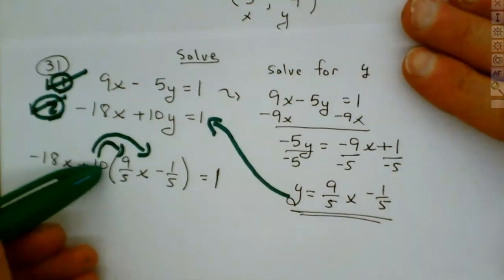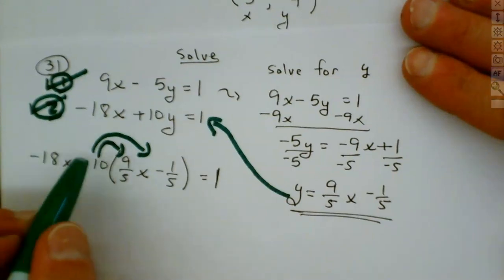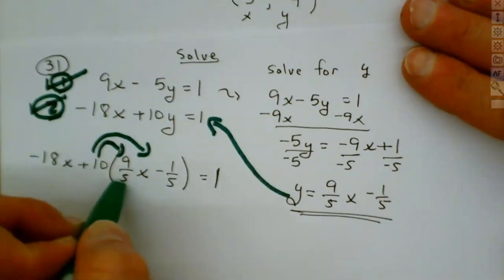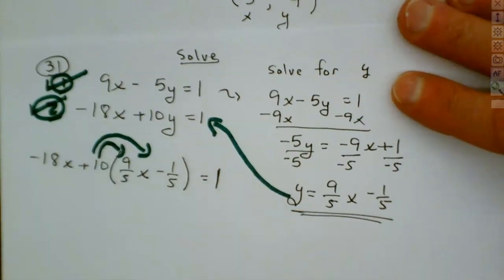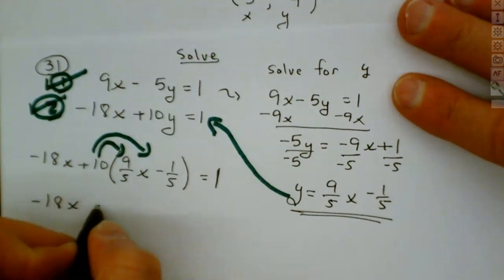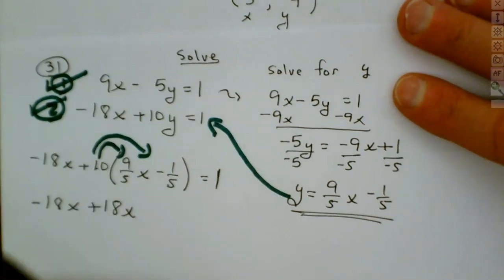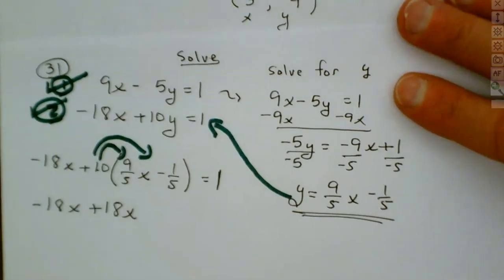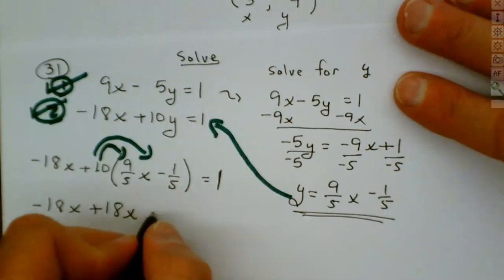What do we do with this 10? Remember, we divide and multiply. So 10 divided by 5. 10 divided by 5 is 2. 2 times 9 makes it what? 18. So we've got a -18x, we've got a positive 18x, and we've got 10 divided by 5, that's 2. 2 times a -1, that makes it a -2.